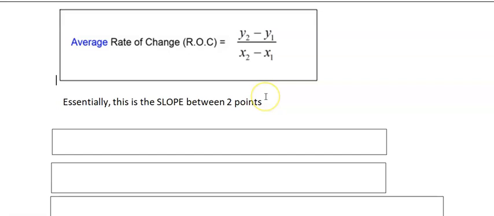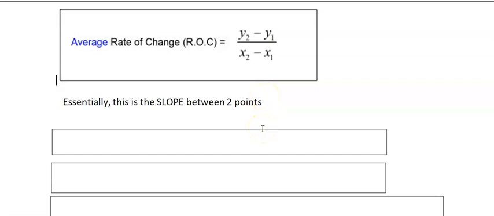Welcome to today's lesson on the average rate of change. The formula for the average rate of change is y2 minus y1 over x2 minus x1. And if that formula looks familiar to you, that is good, because it should be familiar. That is the formula for slope. And that's because the average rate of change is essentially the slope between two given points.